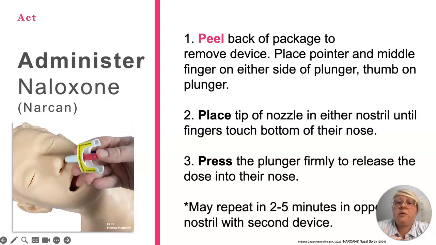Again, you can repeat a dose of naloxone every 2 to 5 minutes, depending on the signs and symptoms that we discussed in Module 2. When you administer your second dose, remember to switch nostrils.